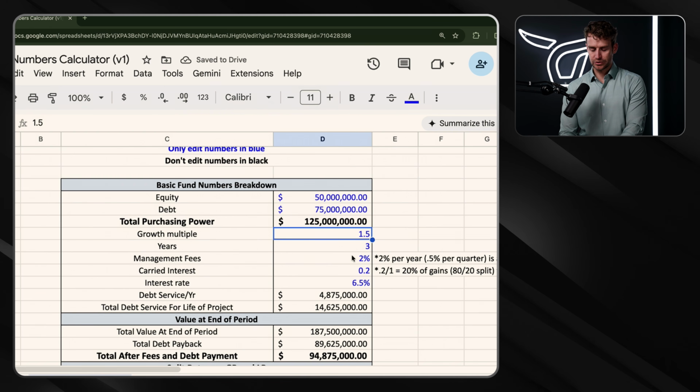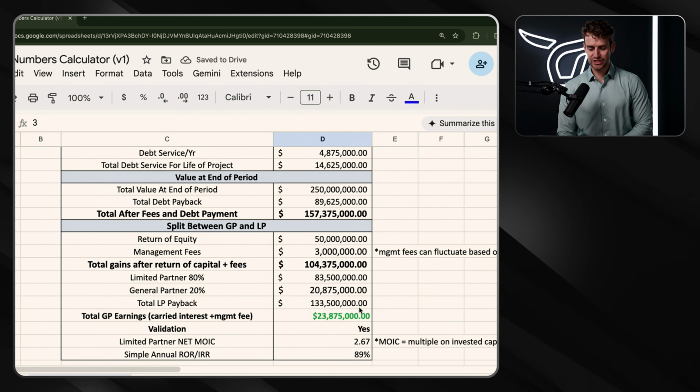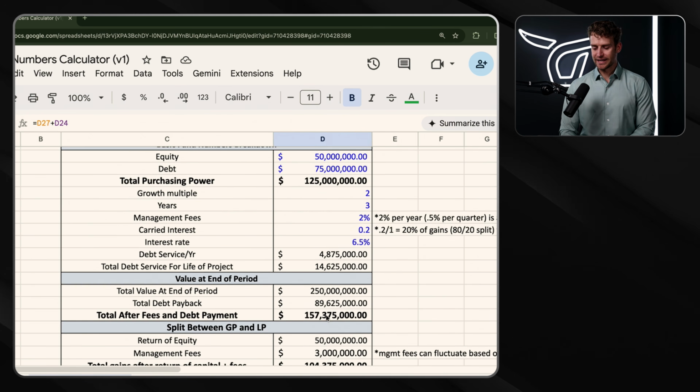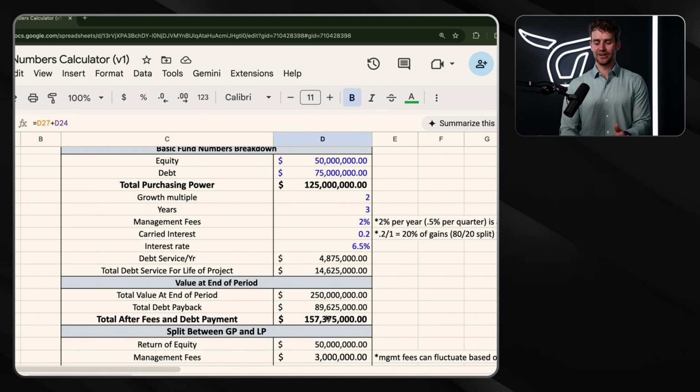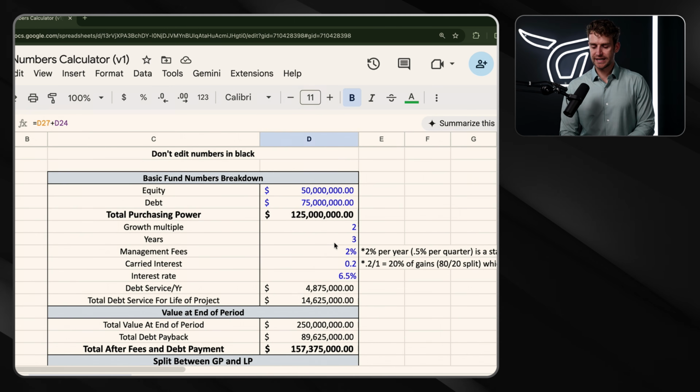Let's say our growth multiple though was a 2x. We did a little bit better. We doubled our money. Well, look at the change here. As a fund manager, you literally make double the money. That's $23 million you would make as the GP. Now, again, you can get drunk with a calculator here, and sometimes it's not helpful, but it's actually good to see the number breakdowns of how this would play.